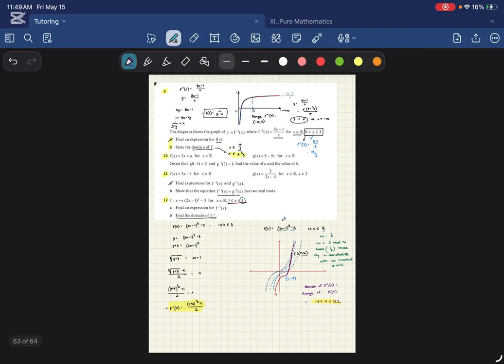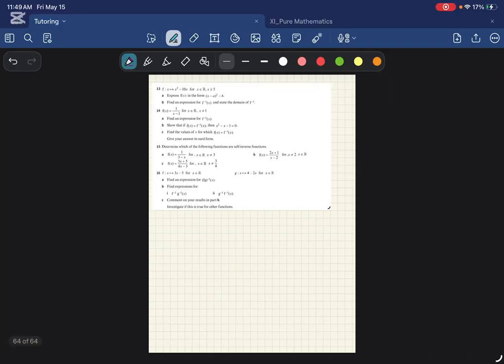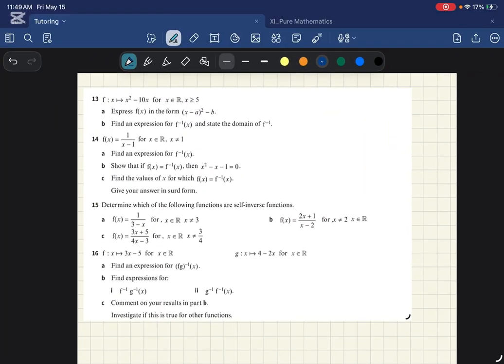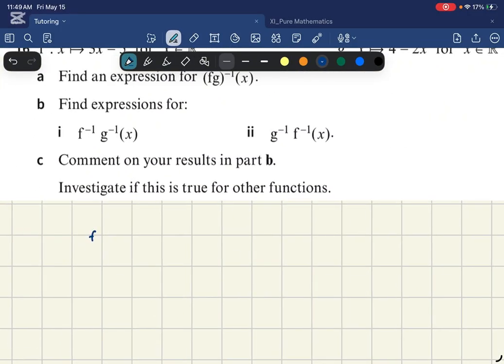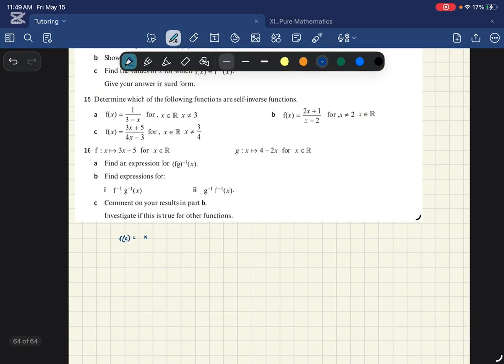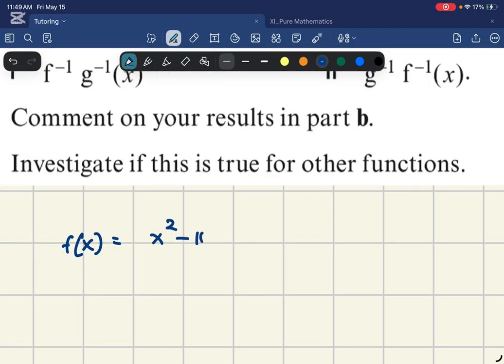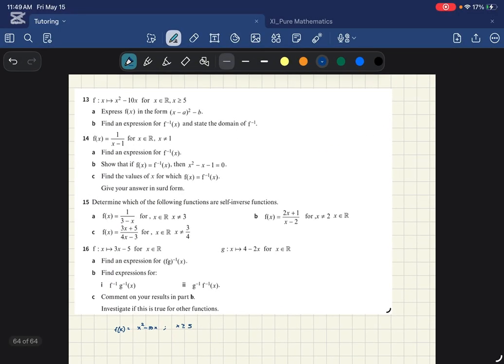I hope that was a clear explanation. So we move to question 13. So we have f of x, it maps to x squared minus 10x for x bigger than or equal to 5. So x is going to be a real number all the time for our course.